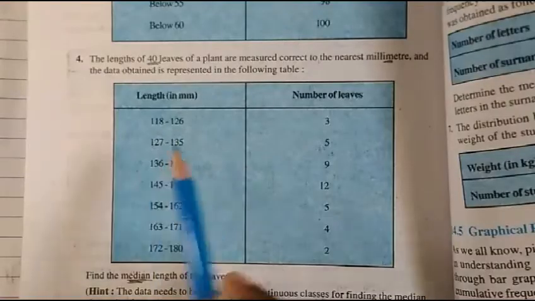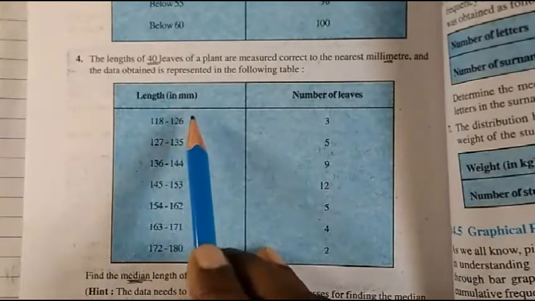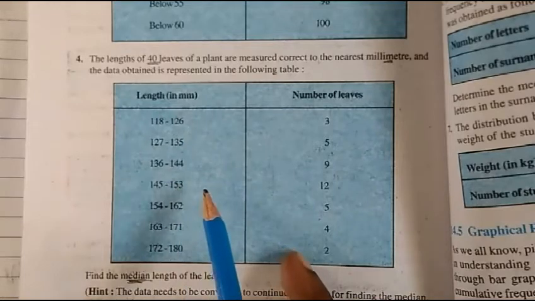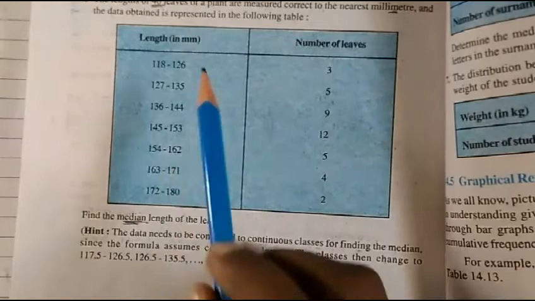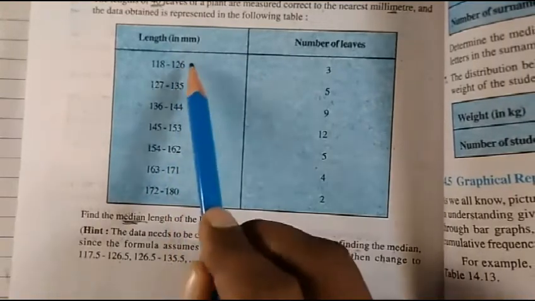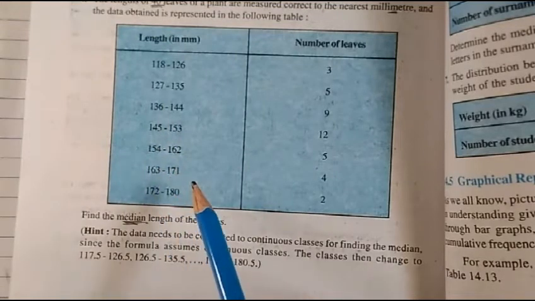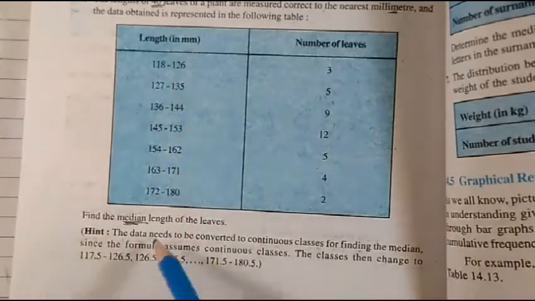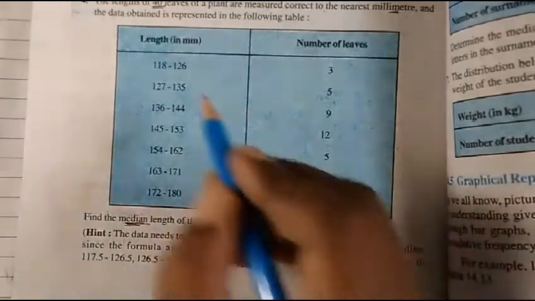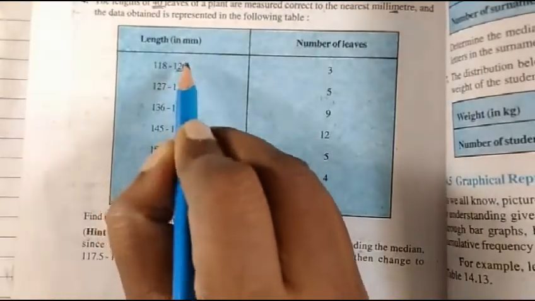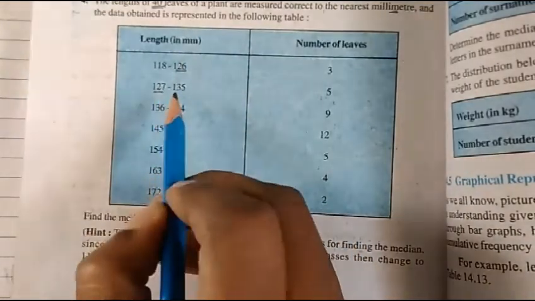There is no continuation. So whenever you get this type of data, first you have to convert the classes into a continuation form. Even if they don't give you a hint in the exam, you have to first see whether it is continuation form or not. So how do we do that? In case it is not given to you, you will take the upper limit from the first class and the lower limit from the second class.